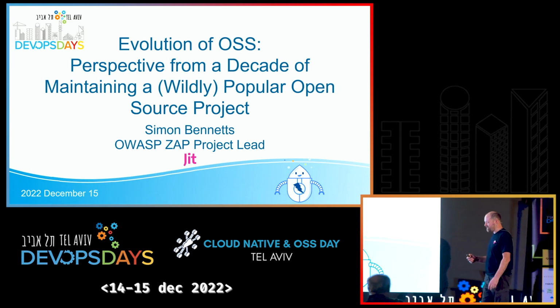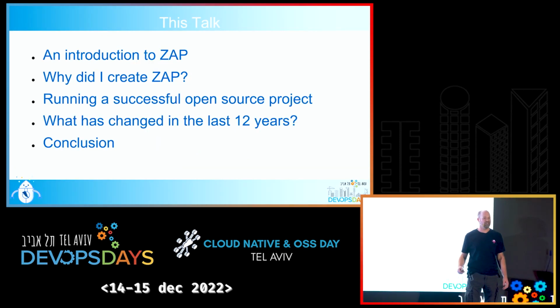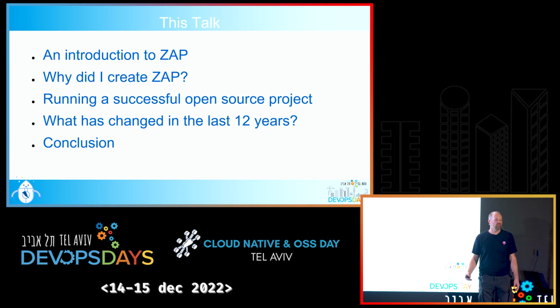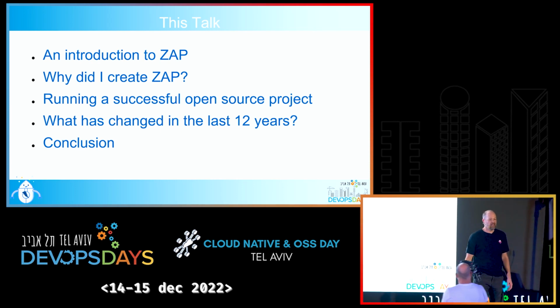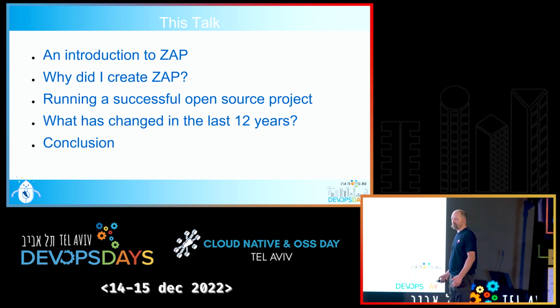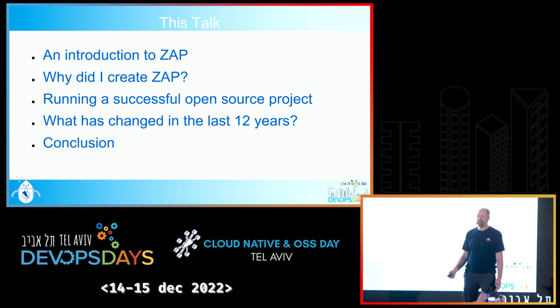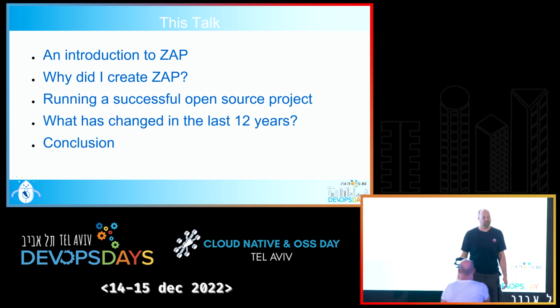What I'm going to be talking about today is an introduction to ZAP, because it doesn't make much sense if you don't know a bit about the project. Then I'm going to talk about why I created it, because I think it's interesting why open source projects get created, particularly if you don't intend to. And then I'm going to talk about running what's hopefully seen as a successful open source project, what I've seen change in the last 12 years, and a bit of a conclusion as well.